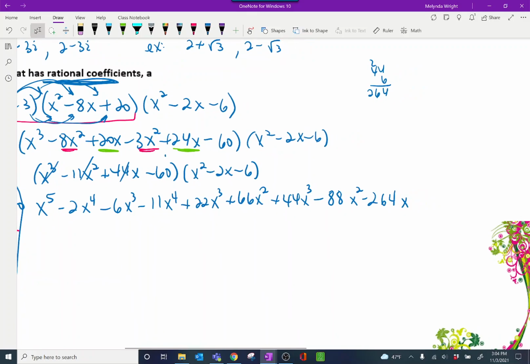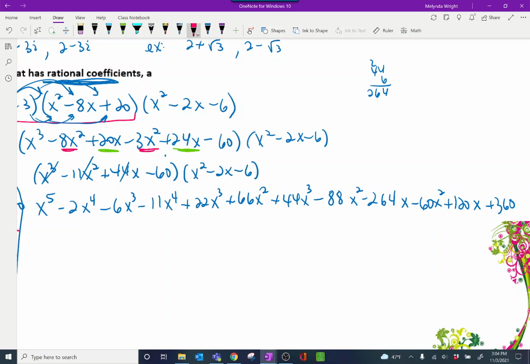Okay, negative 60 times x squared is negative 60x squared. Negative 60 times a negative 2, okay, that's plus 120x. And then 60 times 6 would be 360. Goodness gracious. All right, so we really need to do some color coding here.